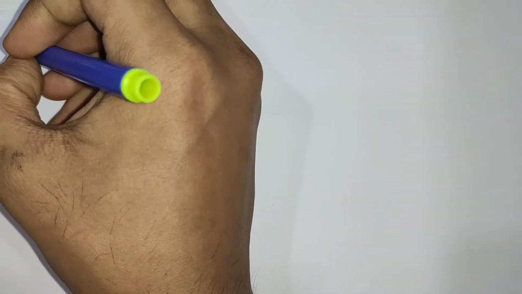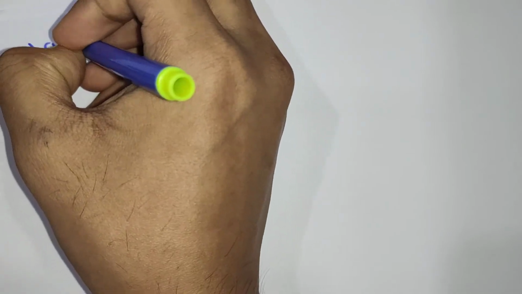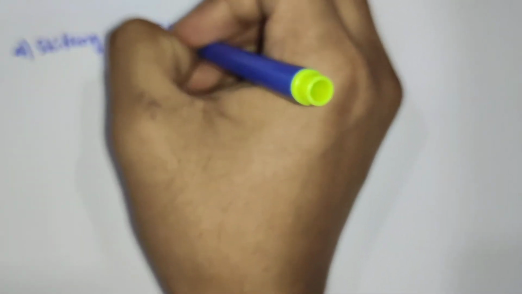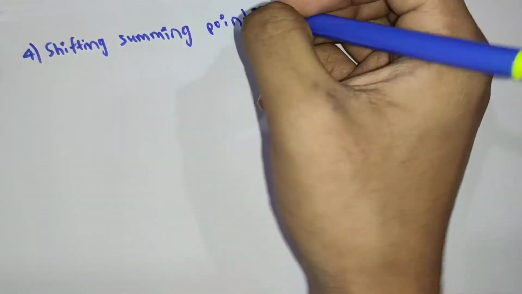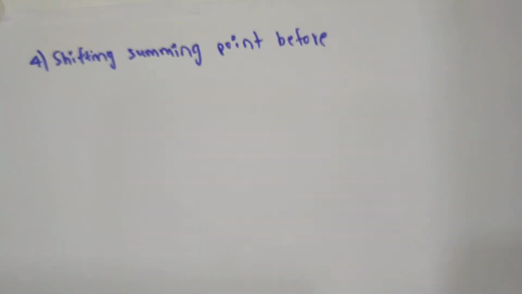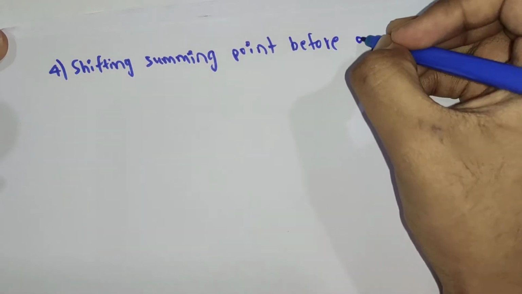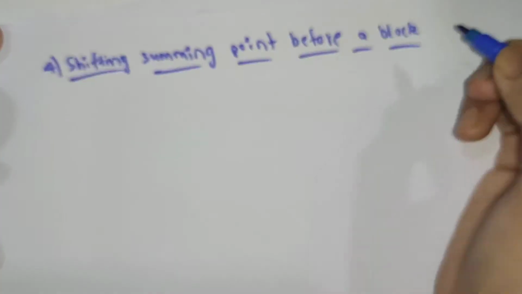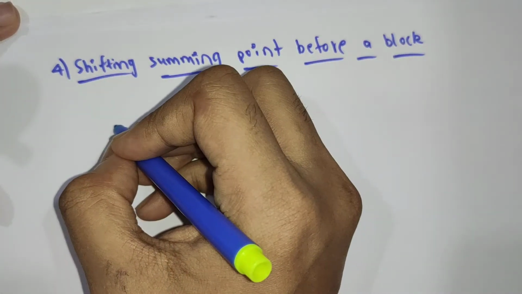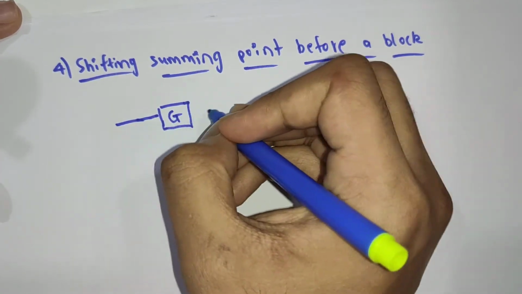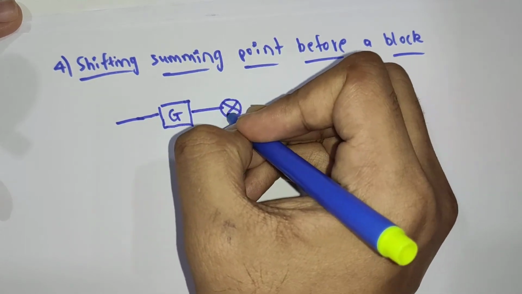Now let's see the fourth method. The fourth method is shifting a summing point before a block. How can you shift a summing point before a block? To shift it, let's take a block over here with the gain G, and a summing point.